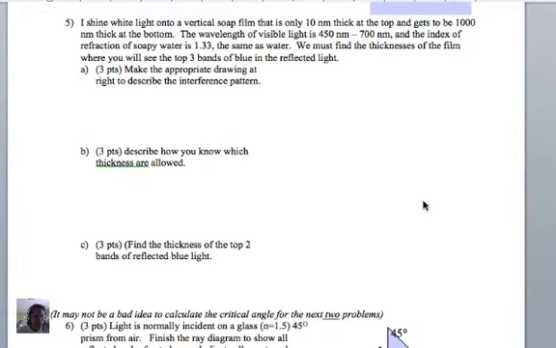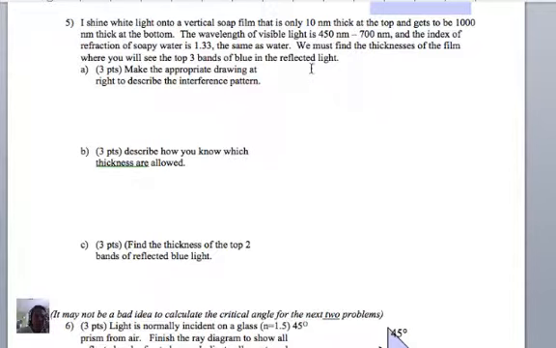Okay, here's our next problem. What we have is white light shining on a vertical soap film. It's 10 nanometers thick at the top and gets to be 1,000 nanometers thick at the bottom. The wavelength of the light is 450 nanometers to 700 nanometers. And the index of refraction of the soapy water is 1.33, same as water.